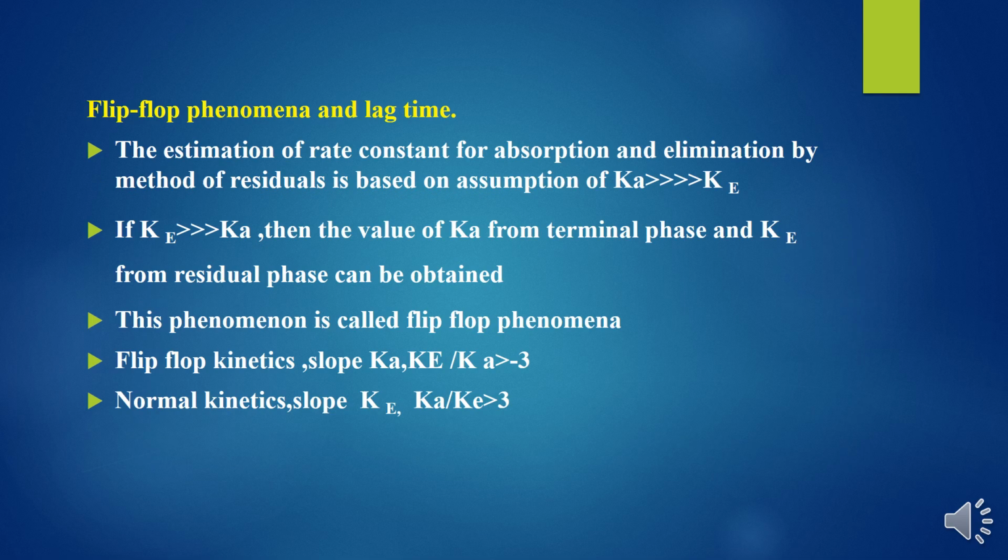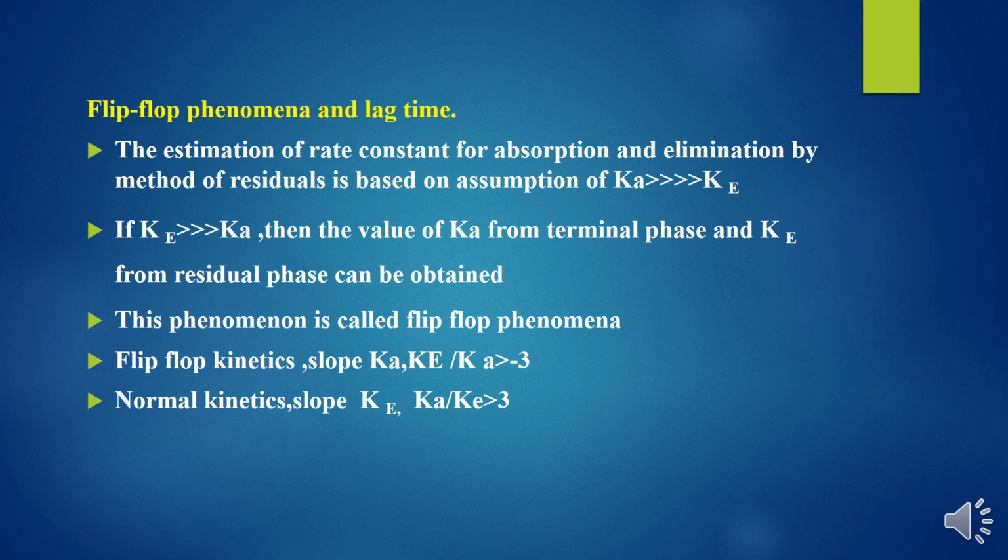The next question is to write about the flip-flop phenomenon and lag time. In kinetics we try to estimate either Ka or Ke, that is the absorption rate constant as well as the elimination rate constant, and we estimate the rate constants for absorption and elimination by the method of residuals. In that case, we assume that the absorption rate constant is very much greater than the elimination rate constant. But in some cases the elimination rate constant becomes very much greater than the absorption rate constant, and we find the value of the absorption rate constant from the terminal phase and the elimination rate constant from the residual phase.